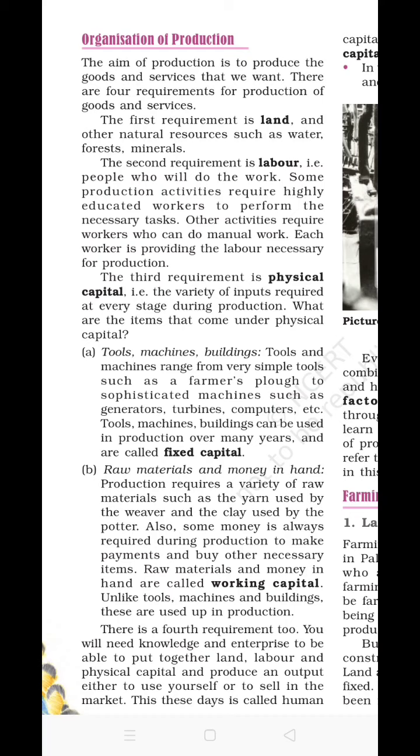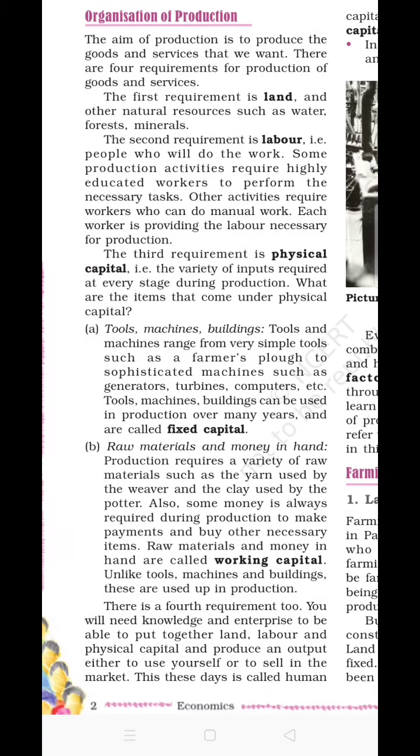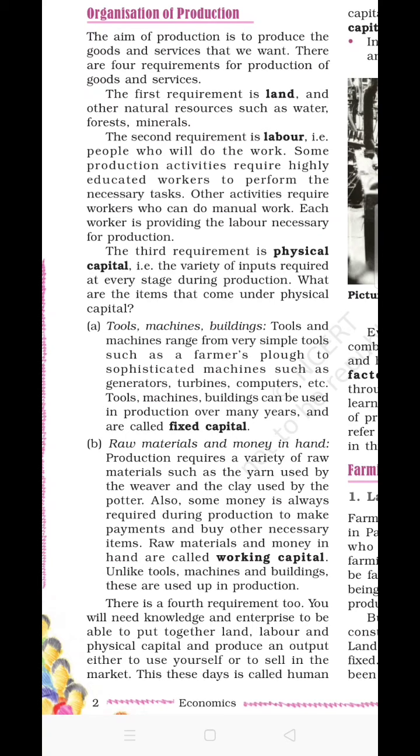And I have labor as well to work on that land, but I am unable to arrange the tractors, the tube wells, or the machines. So all such things like tools, machines, and buildings are included in the fixed capital. And if we talk about working capital, what is working capital?